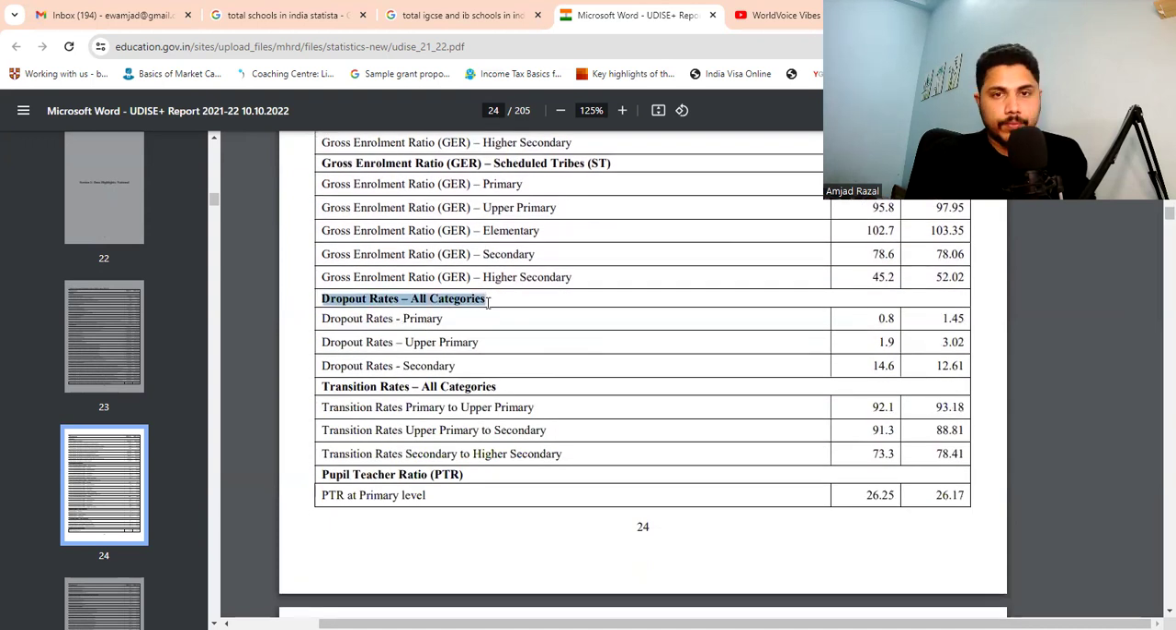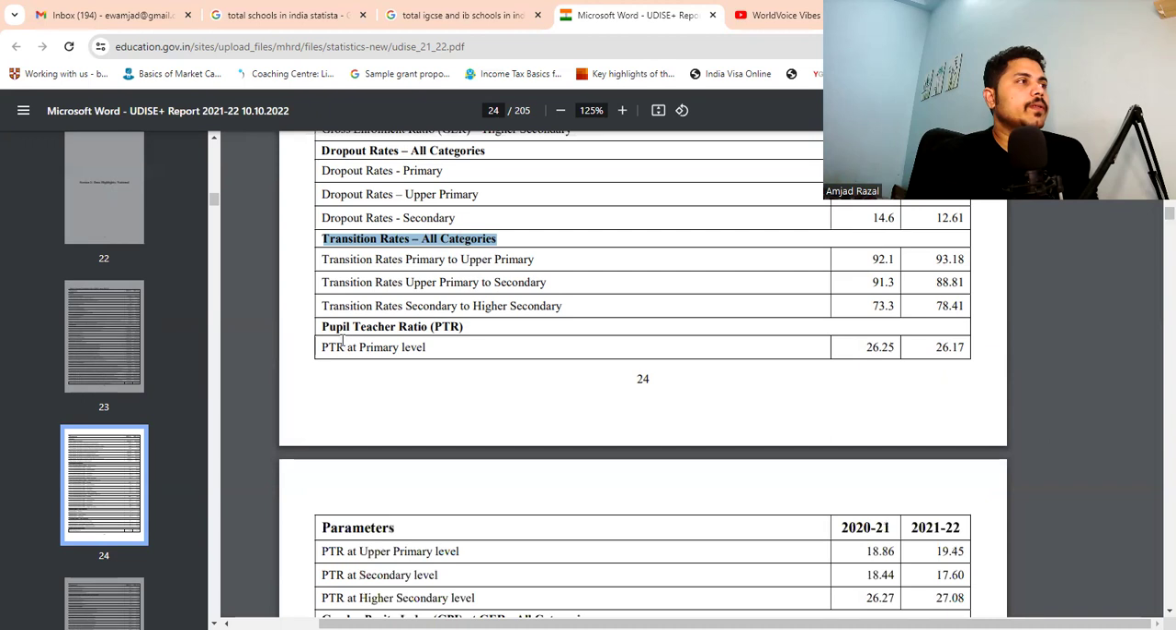What is the dropout rate? How many students leave the school in the middle and change to some other school? What is the rate of dropout? And what is the transition rate? How many students, at that school only, transition from primary to upper primary? They don't change. Okay.